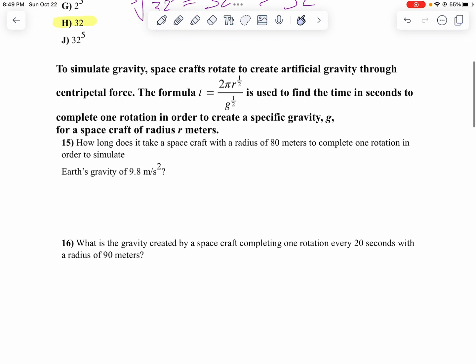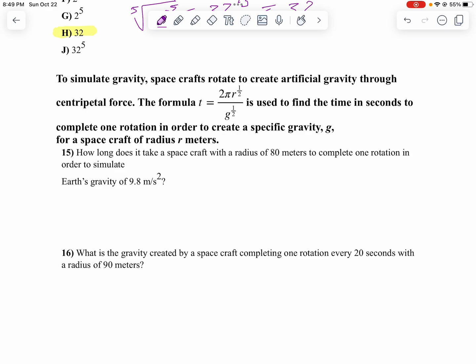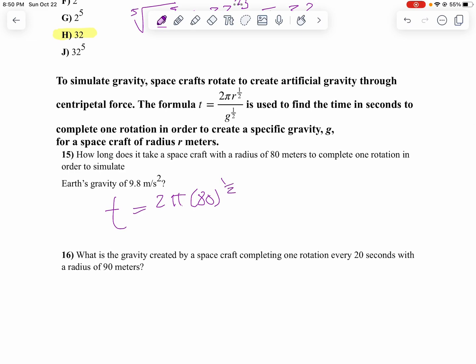Let's take a look at number 15. We got this formula, and I want to just find the time. So I'm just going to substitute everything I know in our problem. So T equals 2 times pi times the square root of my radius, which in this case would be 80 to the 1/2 power, divided by 9.8. I think I'm going to write 1/2 power with the square root. I think it's easy to understand. So times the square root of 80 divided by the square root of 9.8.